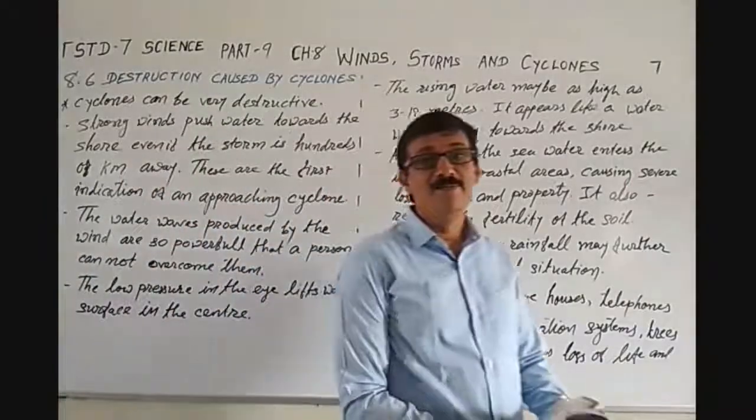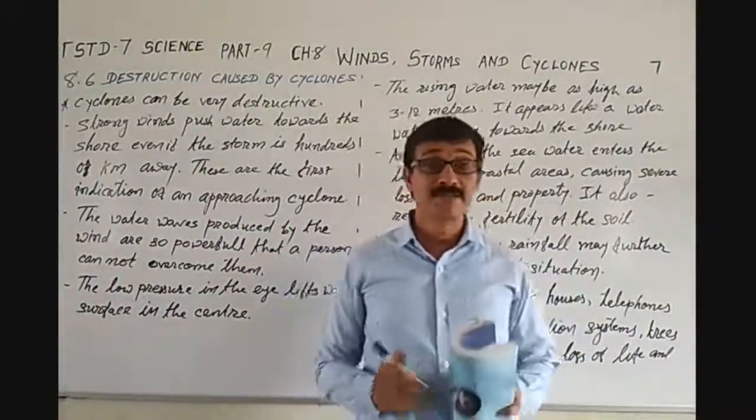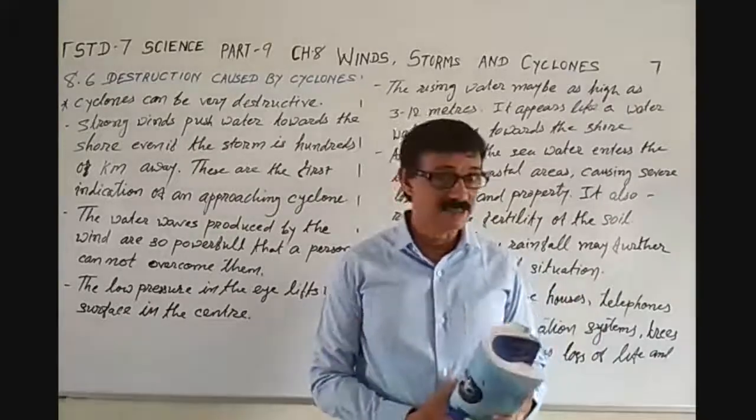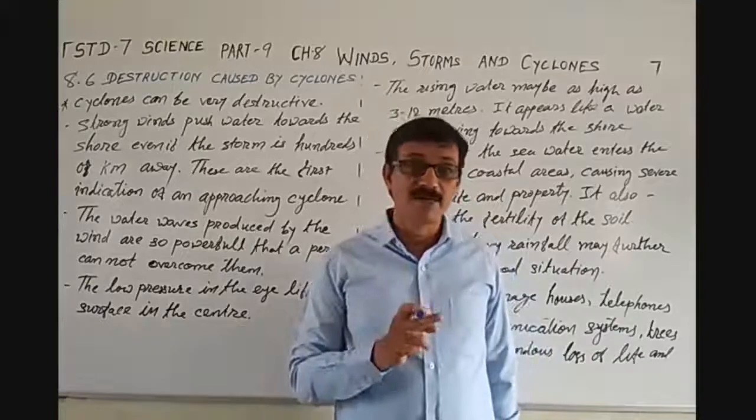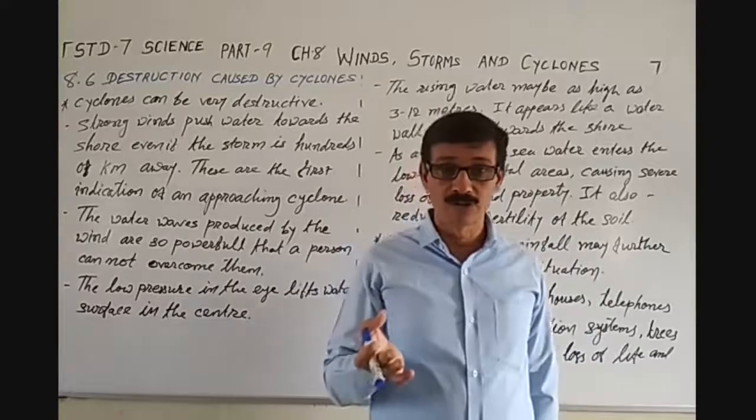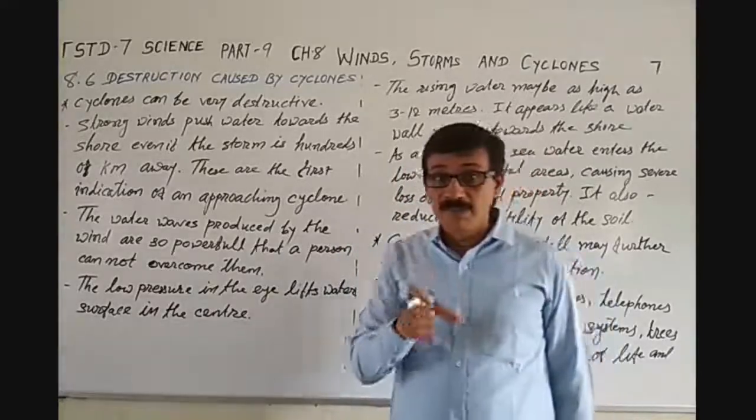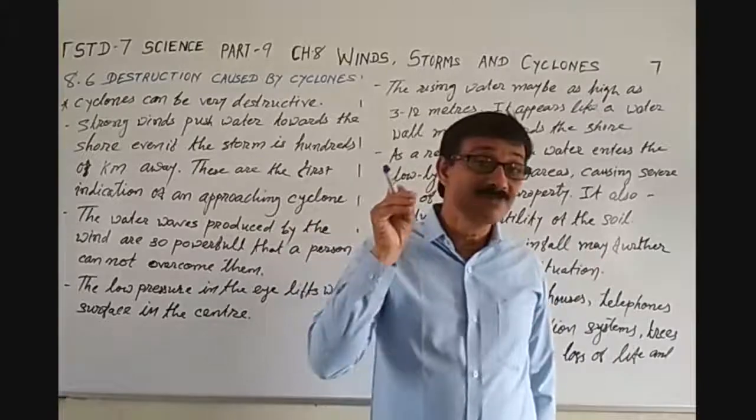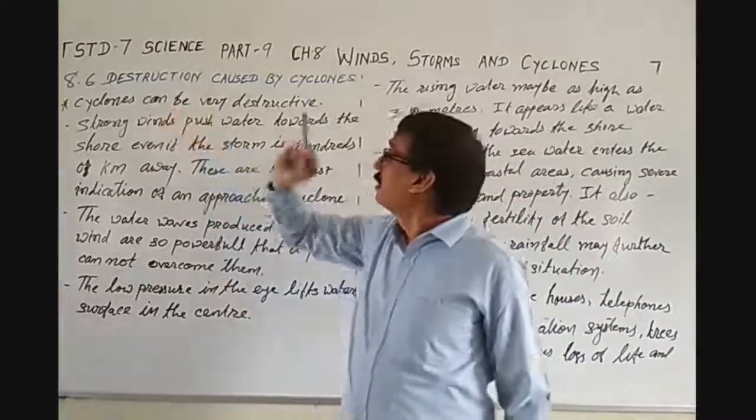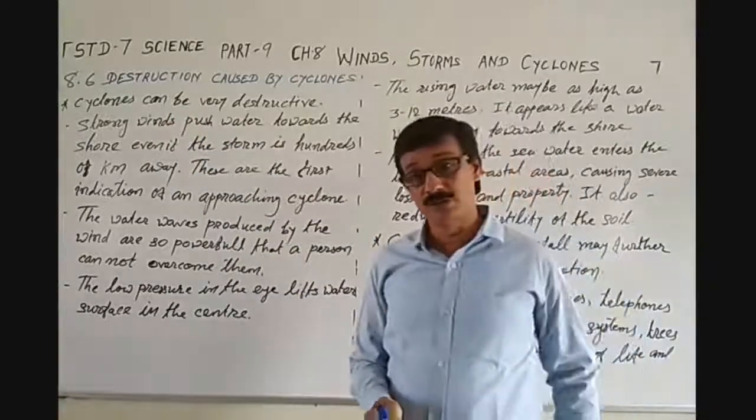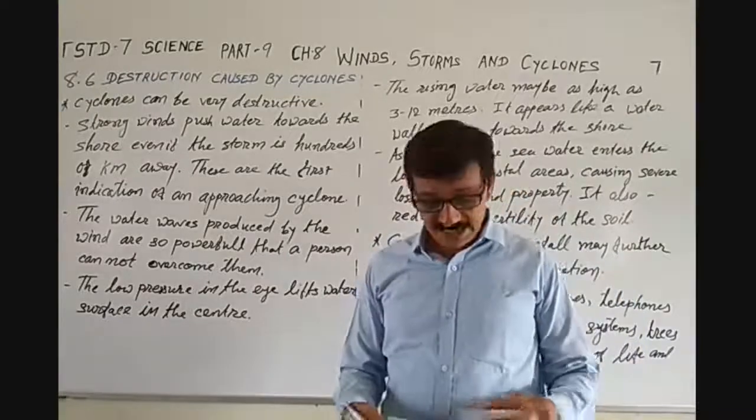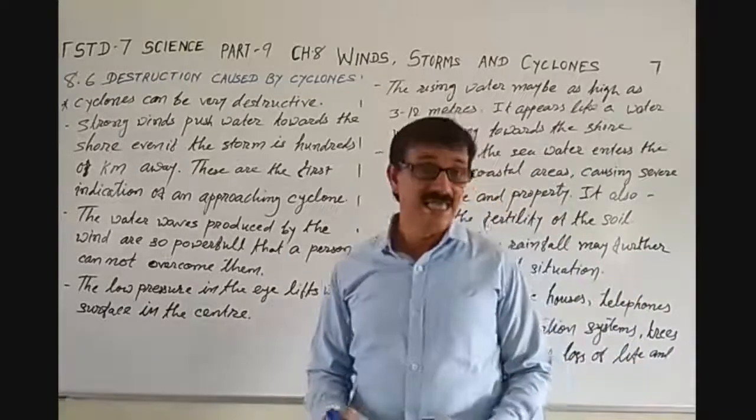Hello students, welcome to part 9 of chapter 8 Winds, Storms and Cyclones of Standard 7 Science. In the last part, we discussed how thunderstorms become cyclones, isn't it? Once a thunderstorm becomes a cyclone, the next topic is destruction caused by cyclones. So let's discuss destruction caused by cyclones, which is available on page number 88.